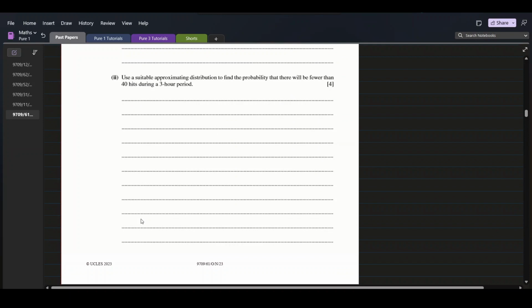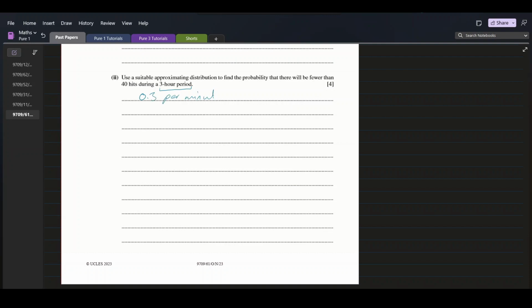Part 2. Use a suitable approximating distribution to find the probability that there will be fewer than 40 hits during a 3-hour period. So now it's, instead of being per 10 minutes, it's per 3-hour period. We're told that it's 0.3 hits per minute, and 3 hours is equivalent to 180 minutes. So our lambda now is 0.3 times 180, that gives us 54.